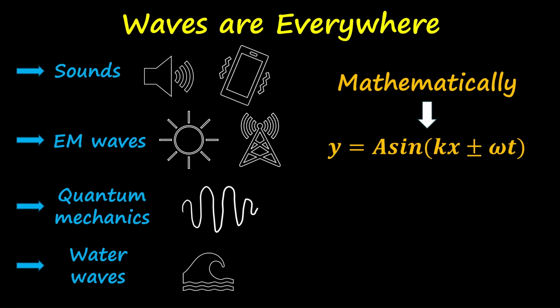And what really decides whether a wave is moving towards left or right? And why do we need two different expressions, one with plus and the other with minus? All these questions we are going to address in this video.